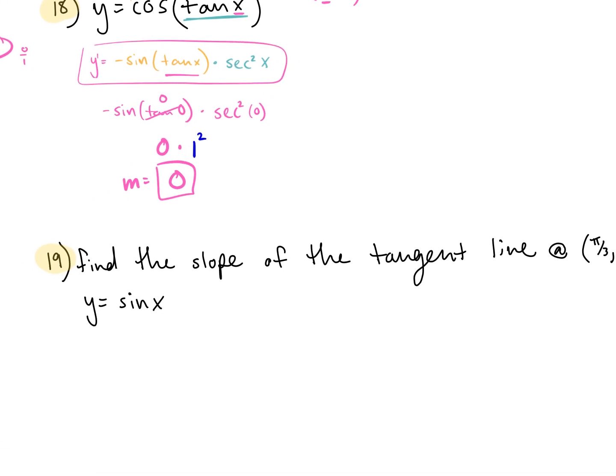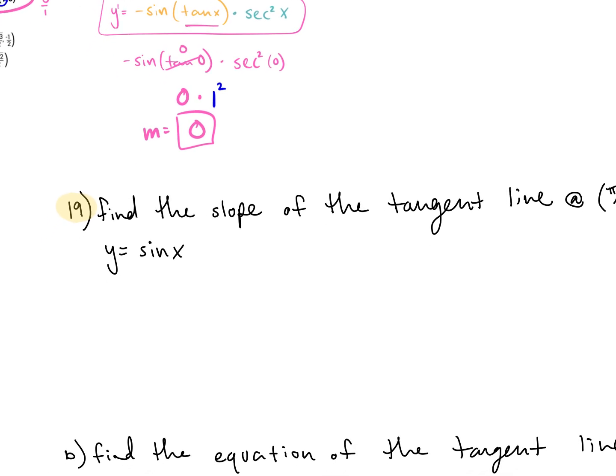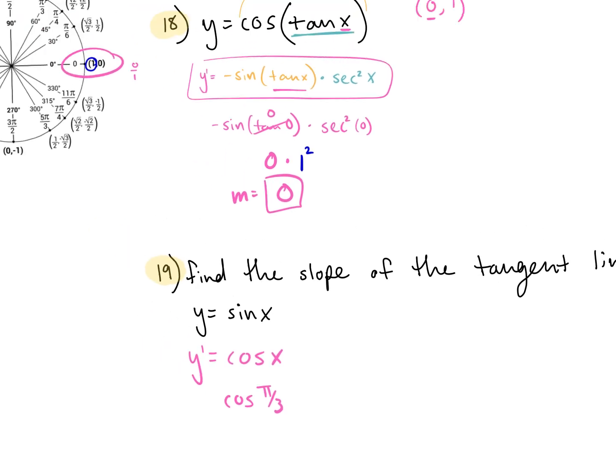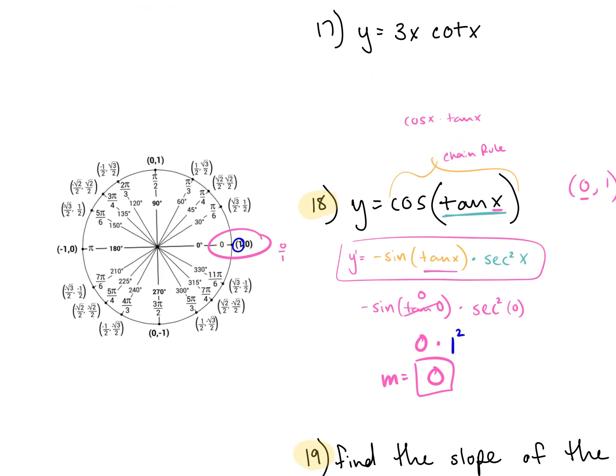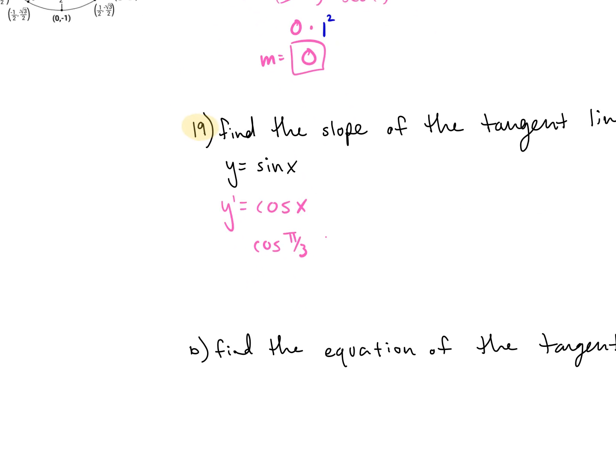Let's do 19. We want to find the slope of the tangent line at pi over 3 comma 0. So first thing we need to do is find our derivative. What's the derivative of sine? Cosine x, perfect. So we're going to take our x value, plug it in. So we're looking for the cosine of pi over 3. Let's go to our unit circle. Pi over 3 is here. Cosine tells us we look at the x value, so that would be 1/2. So our slope would be 1/2.